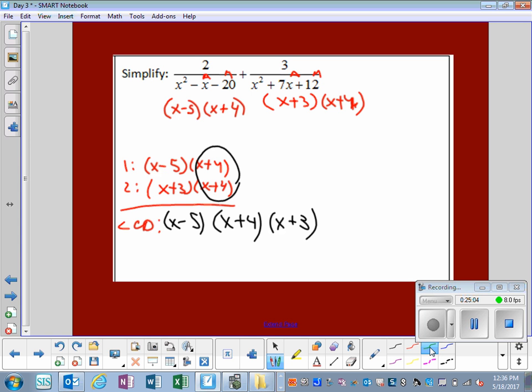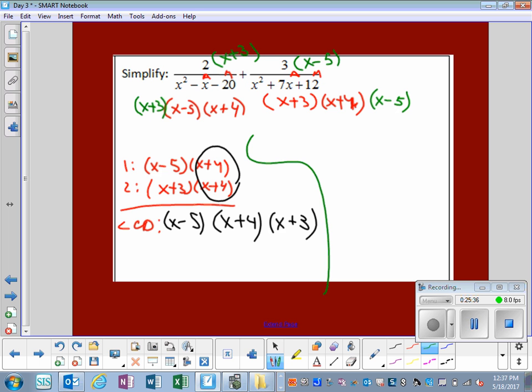So now I'm looking at my fractions. The first one, which factor is missing? x minus 5 is there, x plus 4 is there, x plus 3 is missing. So I need to multiply numerator and denominator by x plus 3. Same for the second fraction. I see that x minus 5 is missing in the denominator, so I need to multiply both denominator and numerator by x minus 5. Now the problem becomes much easier.